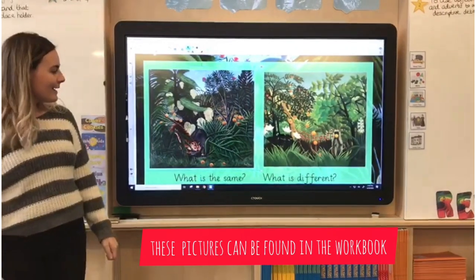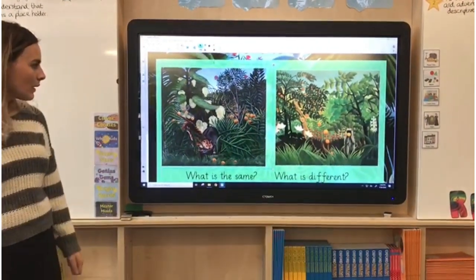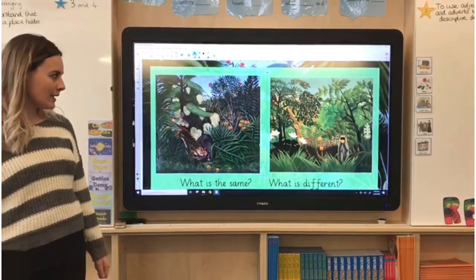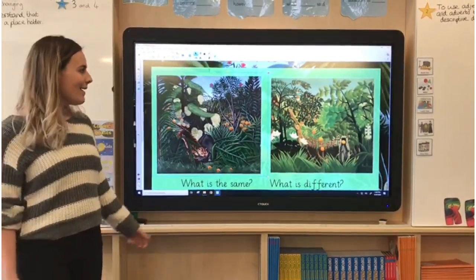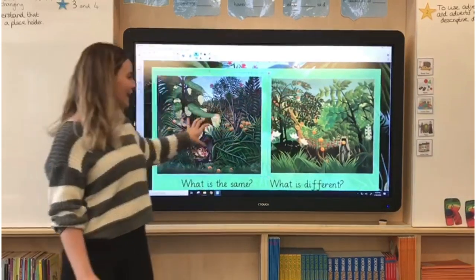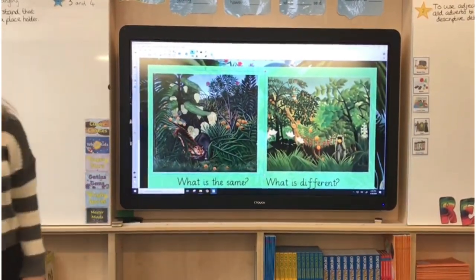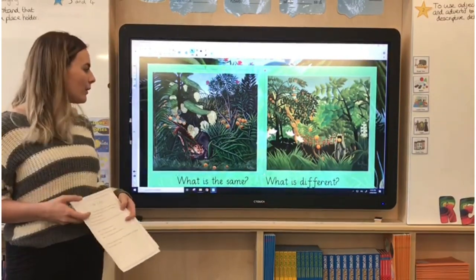Now, looking at these 2 paintings, what is the same and what is different? What can you see that appears in both paintings, and what might be slightly different? There is a grid in the pack to help you with this.